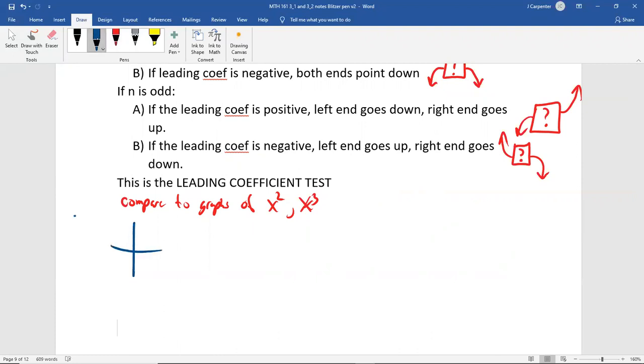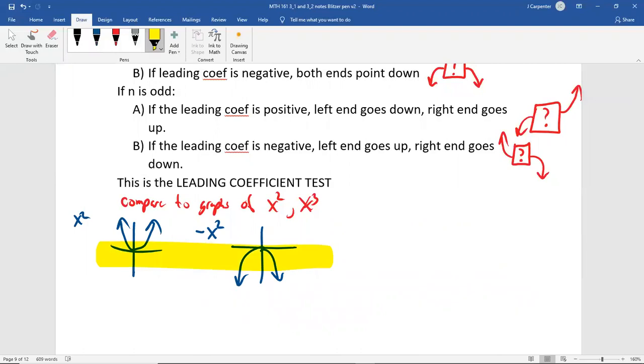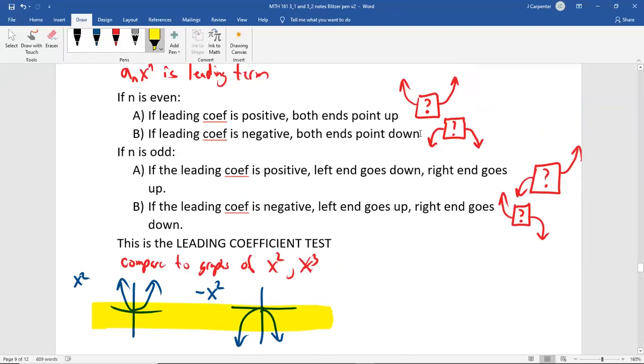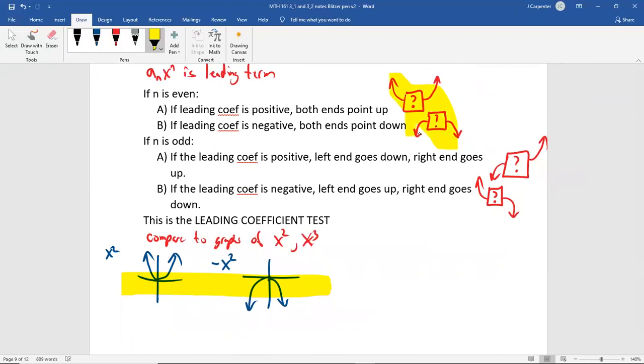Positive x squared, both ends go up, and you're supposed to have that memorized. Whereas negative x squared would be a vertical reflection, so both ends go down. Look at these two things versus these two things. If you ignore the section in the middle, if you cut out all of that, it's the exact same thing. So I never memorized all of this, if this, then that. I memorized the basic graphs of x squared and x cubed, and then I just cut out the middleman, and I know exactly what's going to happen.